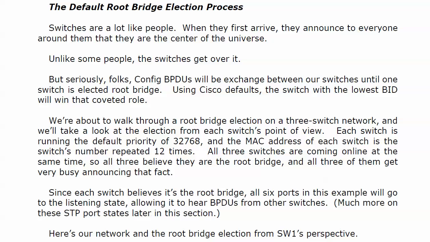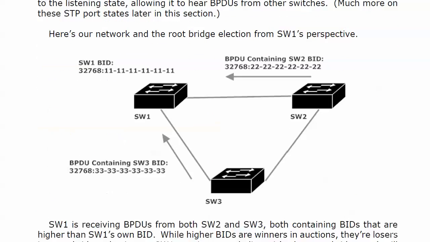Now, since each switch believes it's the root bridge, all 6 ports in this example are going to go to the listening state. Each port has different STP states that it can go through. When they're in listening state, that allows them to hear BPDUs from other switches. We will review those states from your CCNA study in this particular section. But if the ports didn't go to listening state, you'd have a lot of BPDUs flying around and nobody would be listening to anybody, and we don't want that.